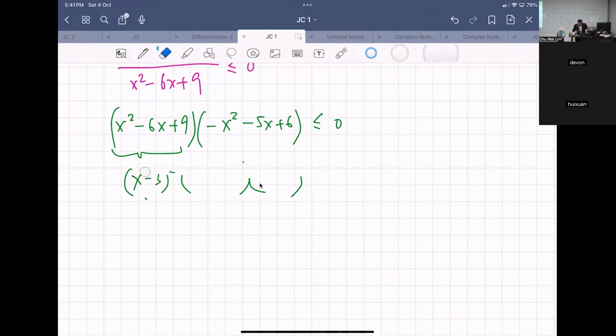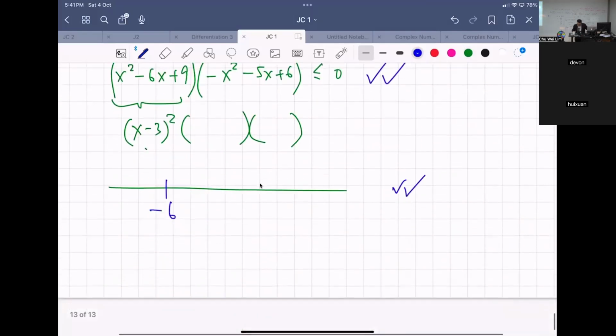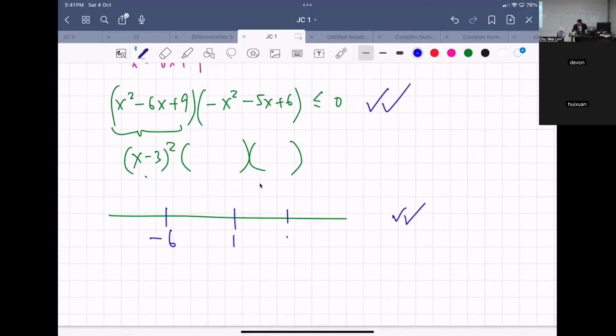Let's erase this. Sorry, I don't need it. Let's leave it there. Then I draw this. Now in the exam, I write this. I draw the curve. I show you how to draw the curve without GC. You don't waste time punching GC. This is -6, right? -6, and then 1, and then 3, right?